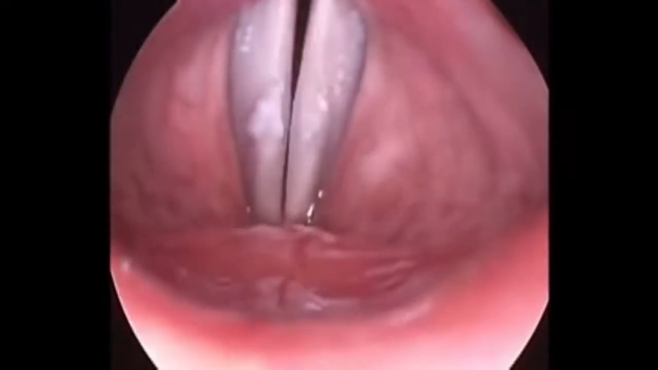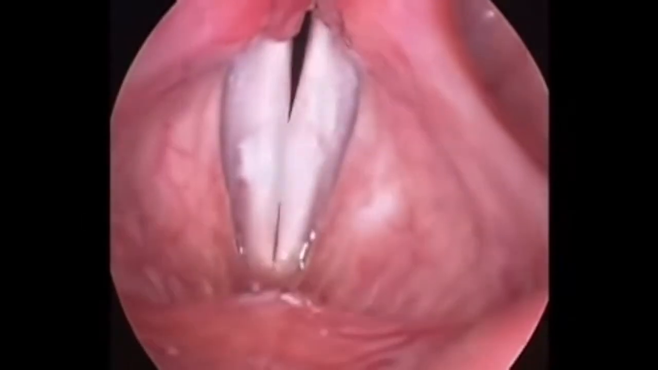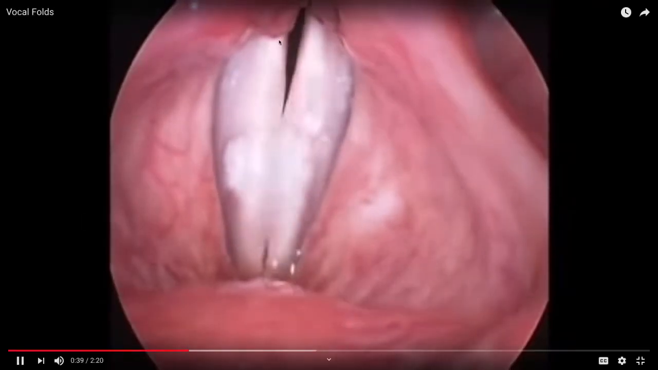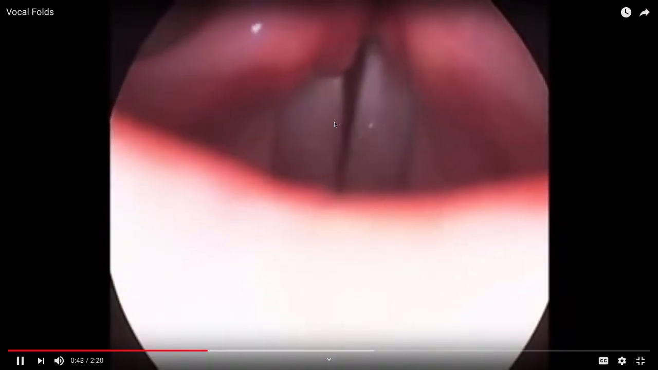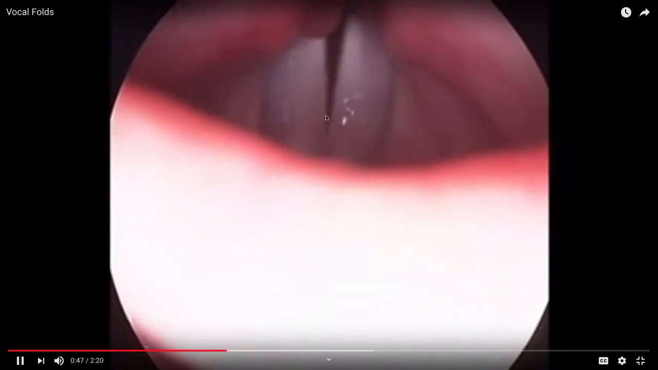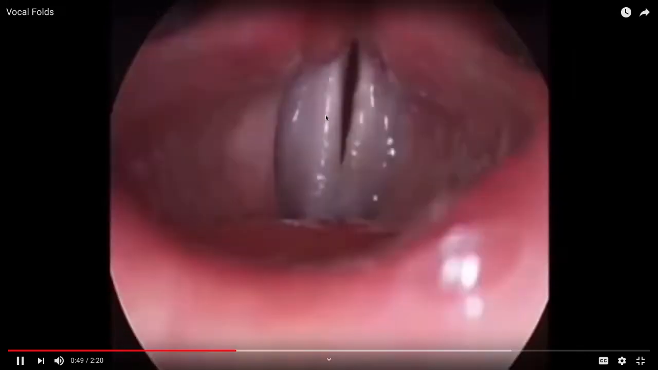Do that soft. More E. Very well. Now we should see them completely coming together. Do it loud. You can see a little separation at the top of the vocal fold here. So this person might be having some voice issues. The vocal folds are like a rubber band where they're coming together and bouncing off of each other.